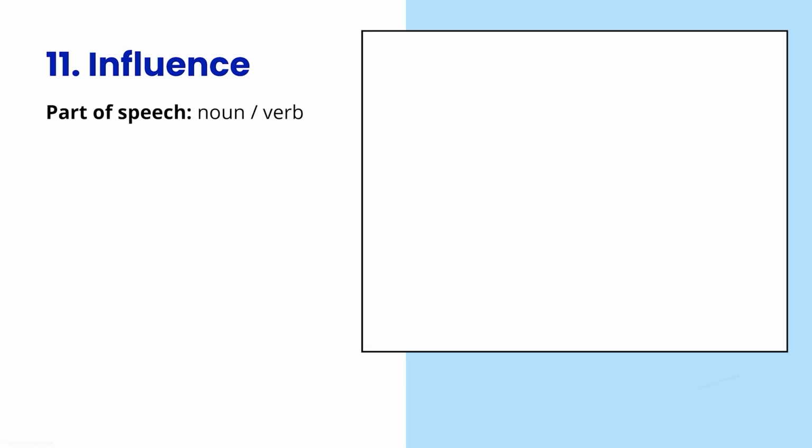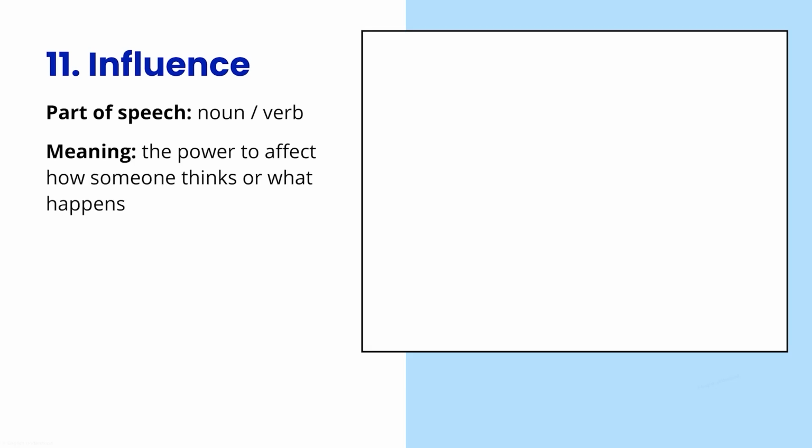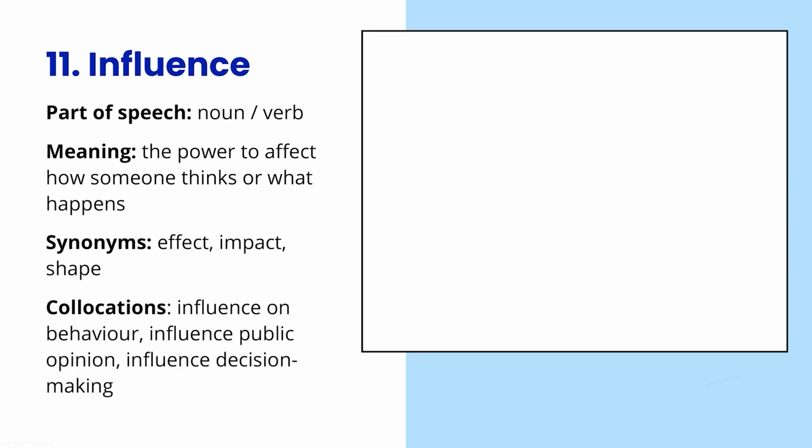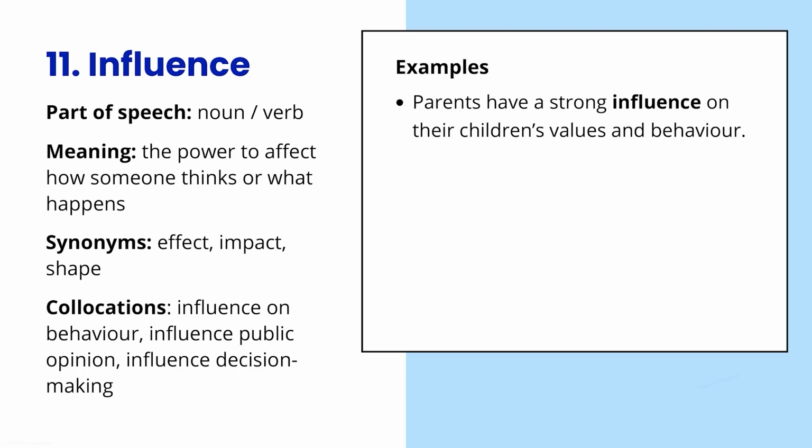Influence can be a noun and it can also be a verb. Now, it means the power to affect how someone thinks or what happens. Here are some synonyms: affect, impact, or shape. Collocations: influence on behavior. So this means the power to affect how someone behaves. Influence public opinion. So this means the power to affect how the public thinks about a specific issue. And influence decision making. Examples: parents have a strong influence on their children's values and behavior.